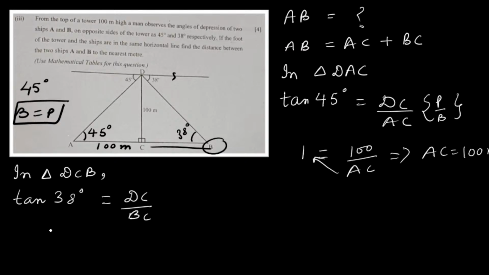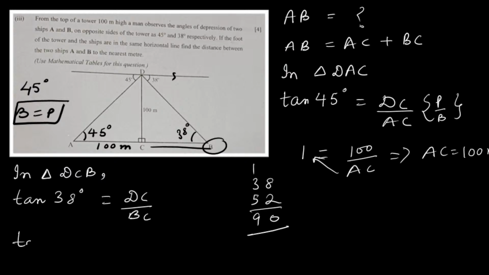So, what is 38's complementary angle? 38's complementary angle is 42. Is it 42 or 52? 52. 38 plus 52. See, complementary angle sum should be 90 degrees. So 3 plus 5 is 8, plus 1, 90. Yes, it is 90. It's 52.